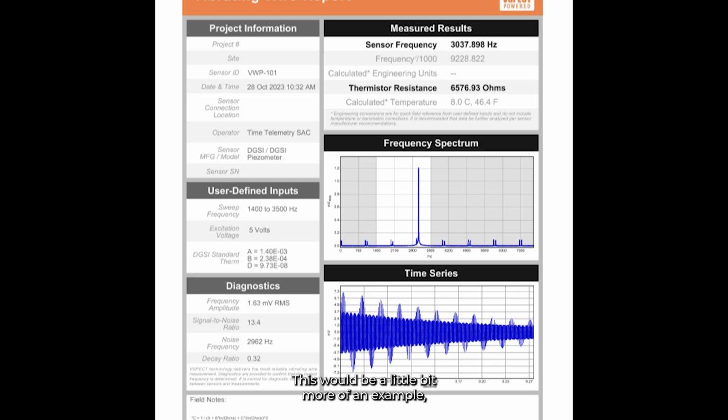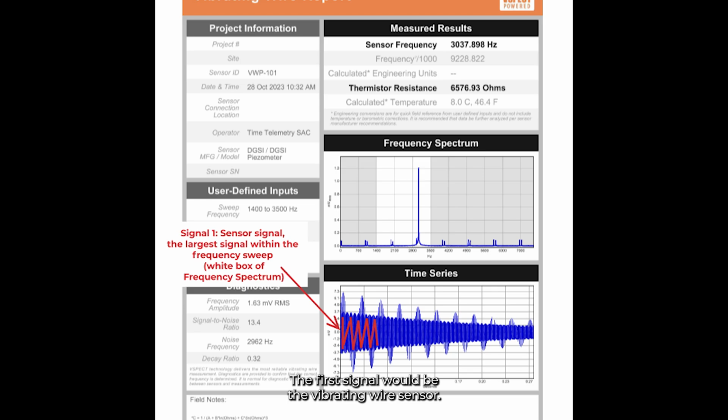This would be a little bit more of an example, possibly from an AC noise source. You can see we've really got two signals going on here, and you can see that in the time series. The first signal would be the vibrating wire sensor, and then the second signal is you can see this other frequency going on here with these unique peaks and valleys in the signal.